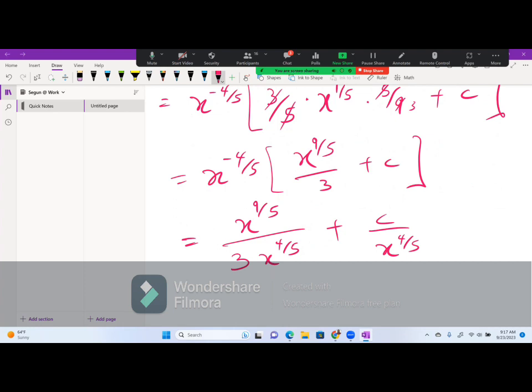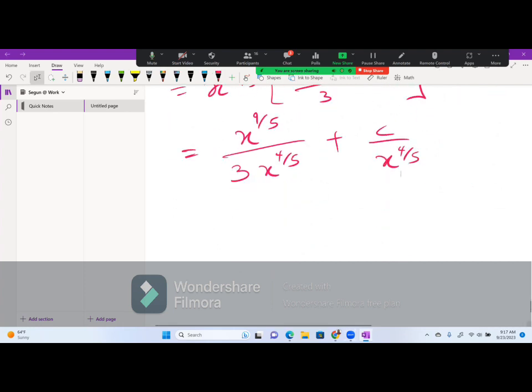You can simplify further. If you simplify this and this together, x raised to the power 9 over 5 minus 4 over 5, you will have x raised to the power 1, which is x. So at the end of it, I finally have y equals x over 3 plus c x raised to the power minus 4 over 5.